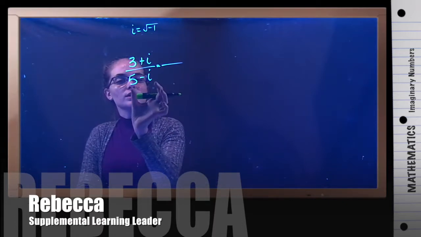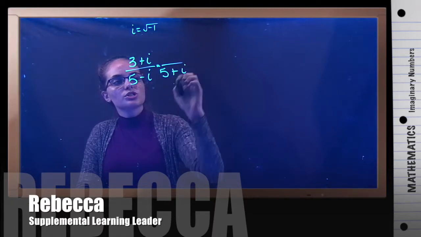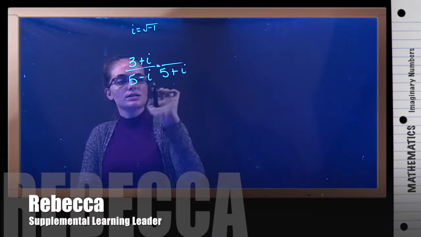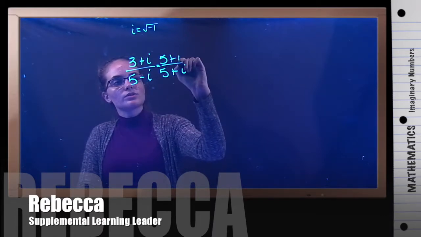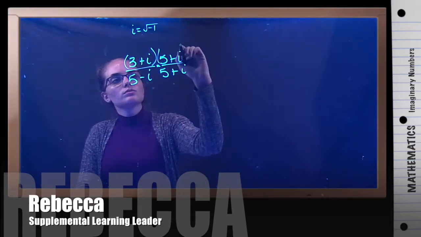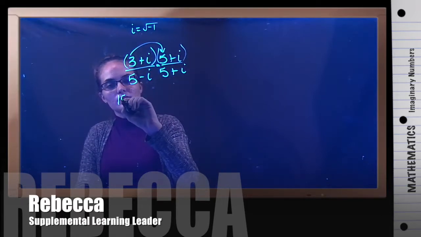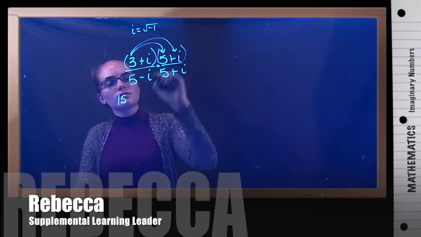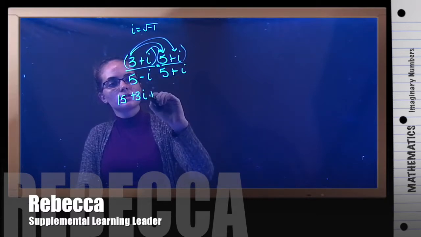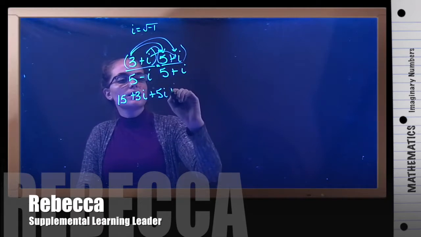So to rationalize, we have to multiply by the conjugate, which is just the same terms but with the different sign inside. And we have to do that on the top and the bottom. I'm going to use FOIL to do that on the top first. 3 times 5 is 15. 3 times i is 3i. i times 5 is 5i. And i times i is i squared.